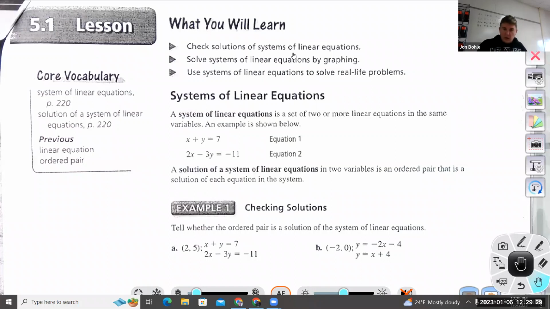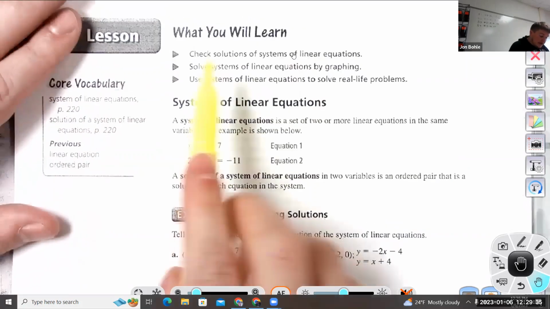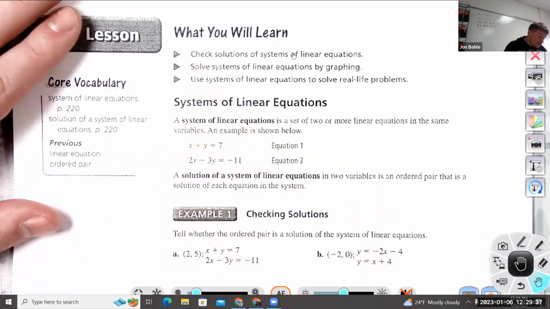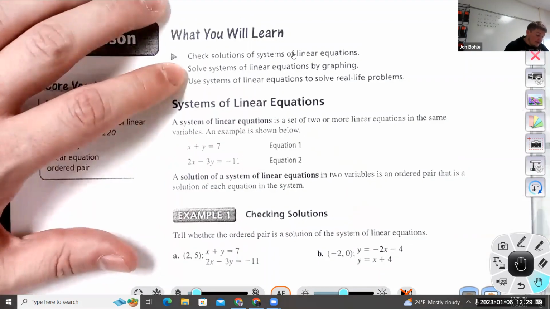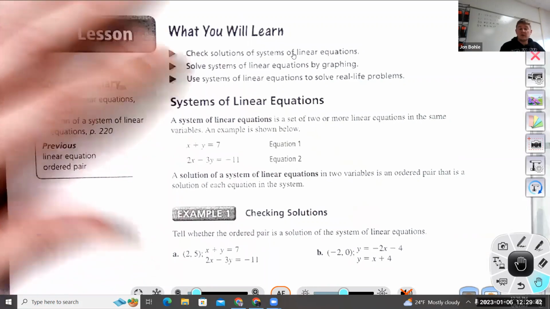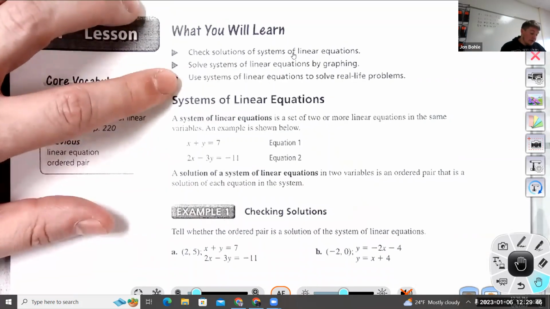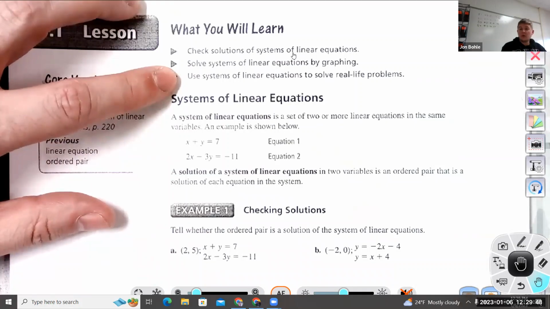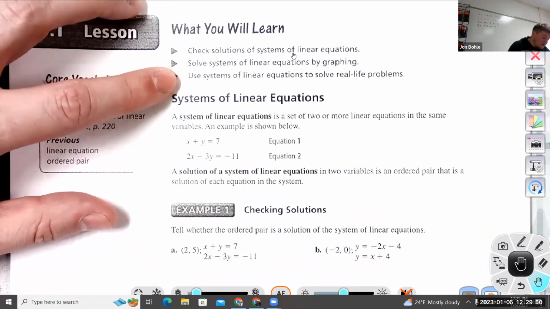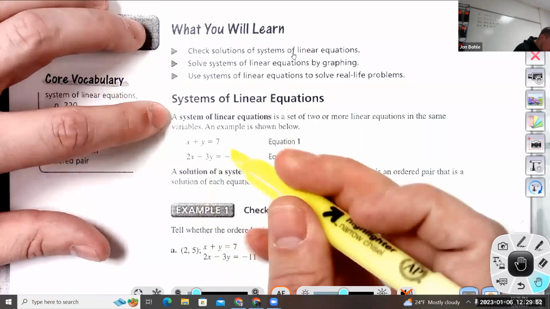Okay, so we probably need to know what a system is. By the end of today, you should be able to know what a solution is and check your solution. You're going to be able to solve systems by the graphing method. That's our only focus today, the graphing method. And then we're going to use systems to solve real life problems, basically our word problem objective today.